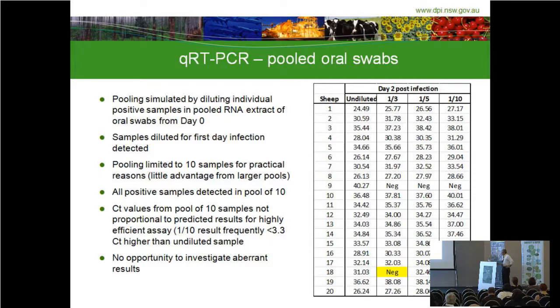If you look at the first column on the left, they were the range of CTs there, all but one sheep is positive. This is taken on day 2. We took day 2 because that was the earliest time at which the majority of sheep were positive. And when you look out to the right-hand column, at a dilution of 1 in 10, almost all of them are positive. Not all, but almost all.